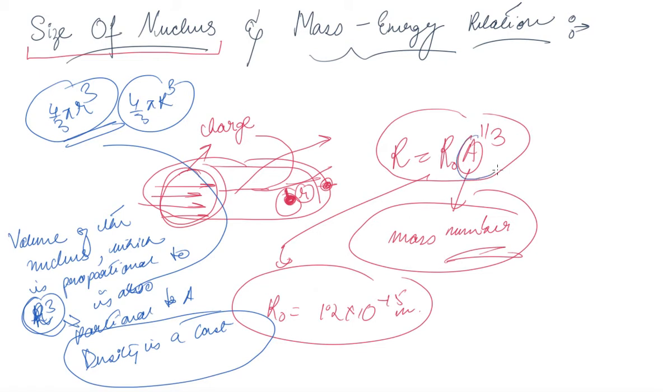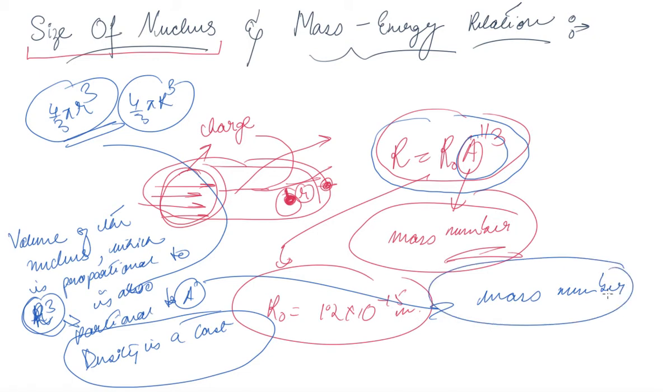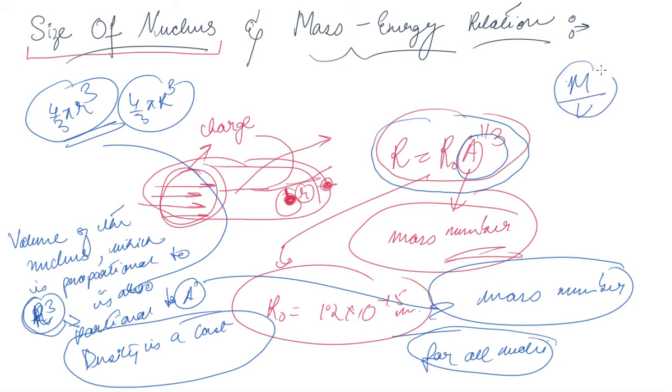How densely is the nucleus populated? It is independent of its mass number. This is what has been said to us, and it is true for all nuclei. Density is total mass upon volume, so if one increases, the other also increases, and hence the density will be a constant.